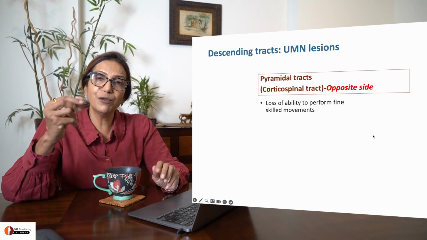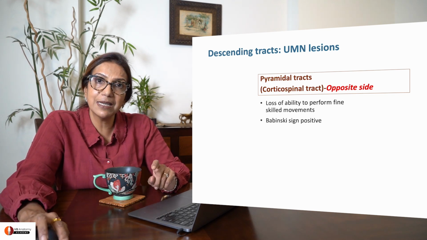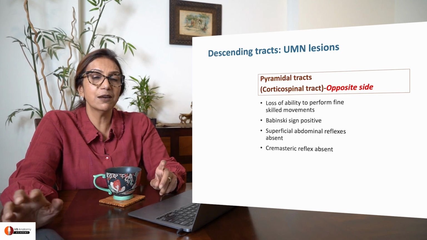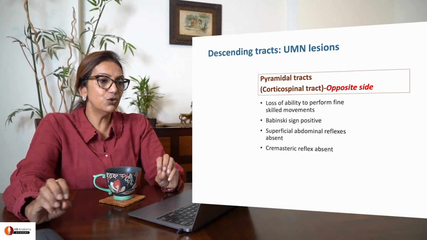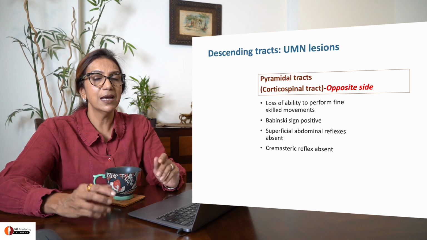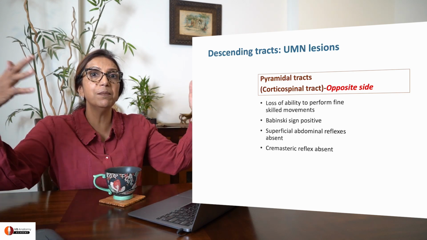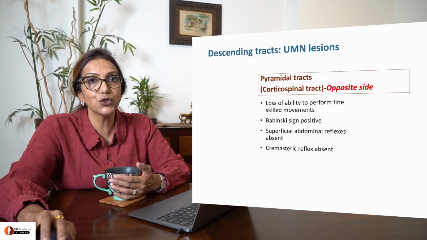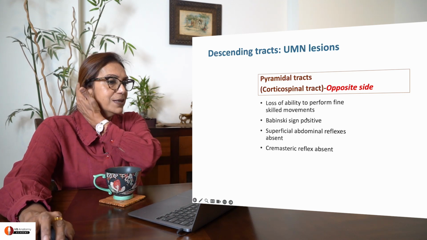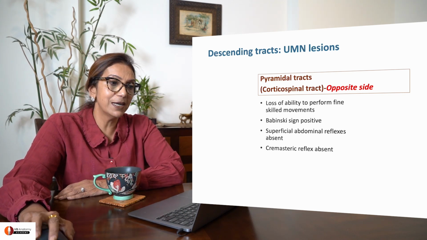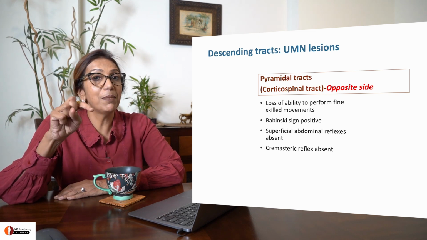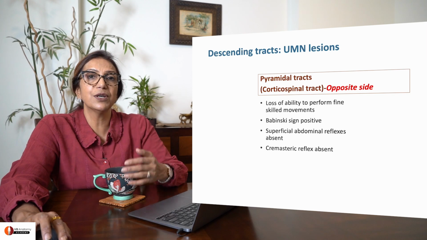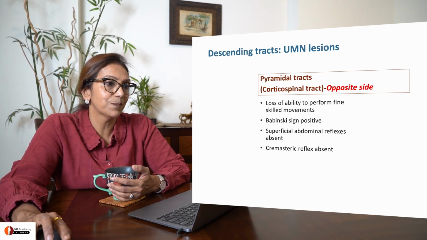Loss of ability to perform fine skilled movements, Babinski sign positive, superficial abdominal reflexes absent and cremasteric reflexes absent. Usually I like to remember a few things and move forward with it instead of remembering too many and then forgetting all of them. Remember a few and move forward initially. Okay, so this is what you will see in the patient. Loss of ability to perform fine movements, Babinski sign positive, cremasteric reflex absent and superficial abdominal reflexes absent.